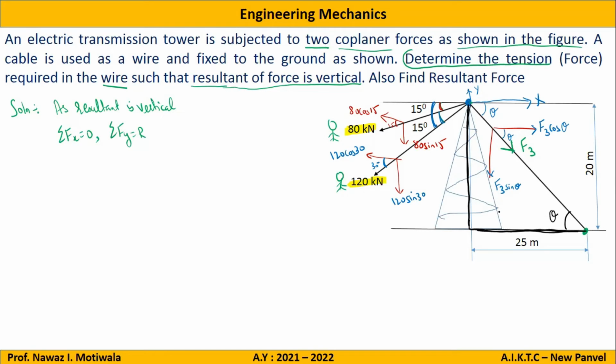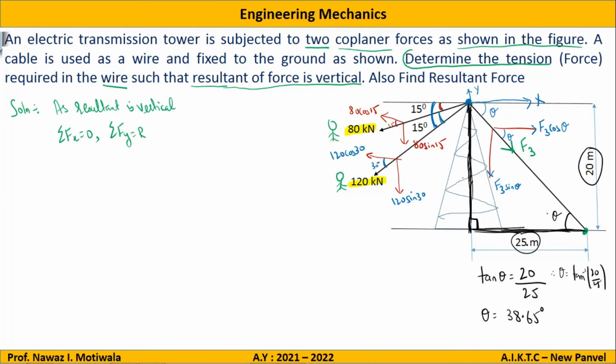tan theta is opposite upon adjacent, इसके opposite जो side है उसका देखो length कितना दिया है, 20 meters, 20, so it will be 20 divided by adjacent, adjacent side कितनी दी है, 25, so tan theta is equal to 20 upon 25, so what angle of theta I will get? So we got theta is 38.65, so if this theta is 38.65, what will be this angle theta जो ऊपर है? 38.65. It will be same because it is forming alternate angles. So this angle is also 38.65.